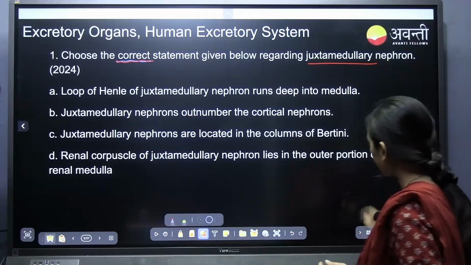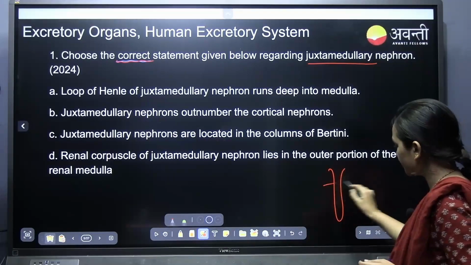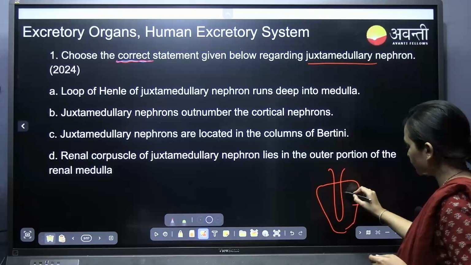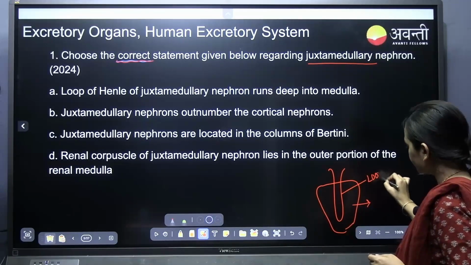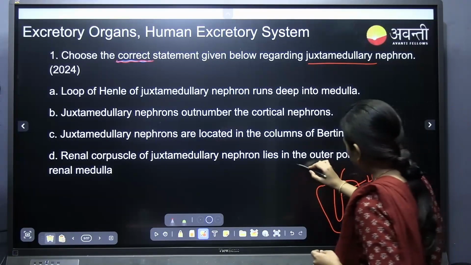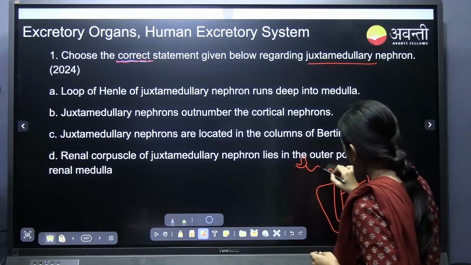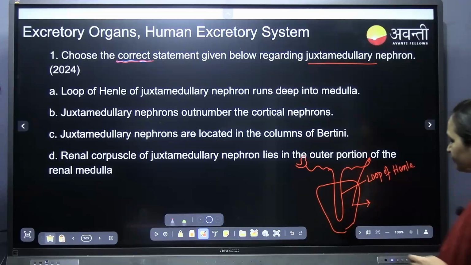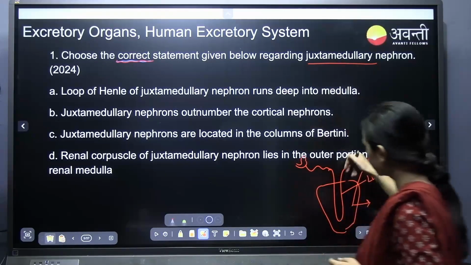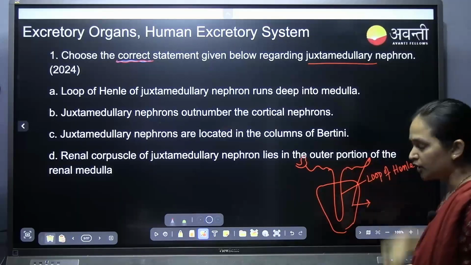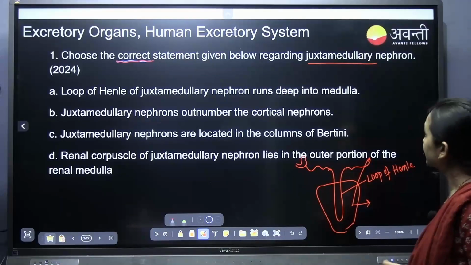You know it, right? The nephron which is deeply embedded into the medullary pyramid. If this is a loop of Henle, and this is a Bowman's capsule, PCT, DCT, and collecting duct, this is juxtamedullary. Juxtamedullary means it is deeply embedded, the loop of Henle is very deep into the medulla. This is called juxtamedullary nephron.